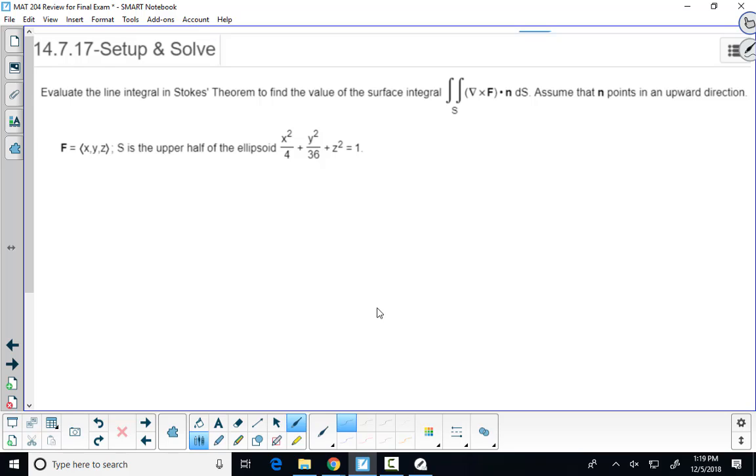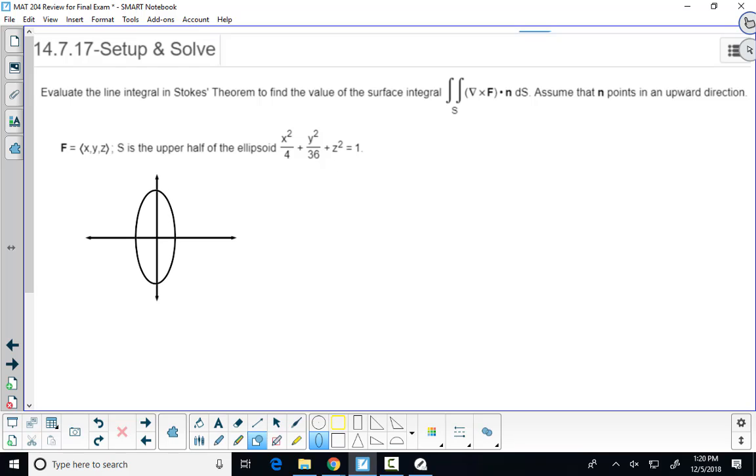So let's take a look at this. If we want the upper half of this ellipsoid, we're going to be thinking about the intersection with the xy plane. That'll give us the curve that we're going to integrate around, and that's an ellipse. Just a standard ellipse. So y is going to be the bigger one. So there's x, there's y. So we have a semi-ellipsoid, and that's going to be pointing out of the board.